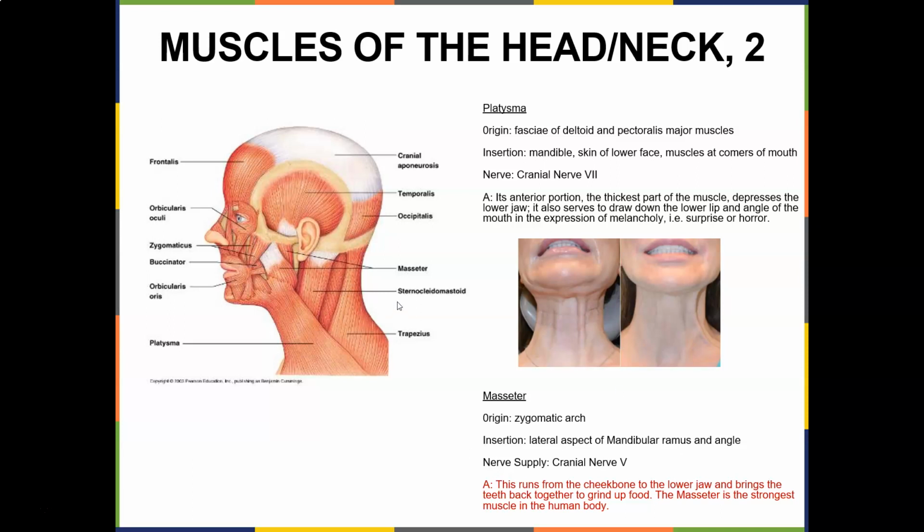Now the masseter, which is right there, that's from the zygomatic arch. Remember the zygomatic arch? Inserts on the lateral aspect of the mandibular ramus, right in here, and it's supplied by cranial nerve 5. As this runs from the cheekbone to the lower bone, it brings the teeth back together to grind. The masseter is in fact the strongest muscle in the human body by size. Okay.